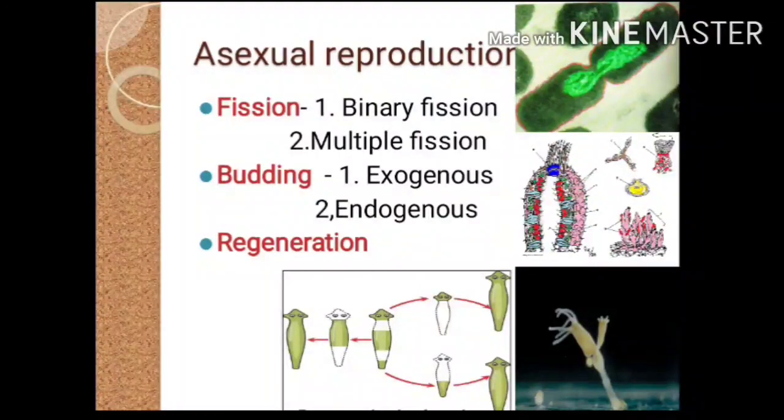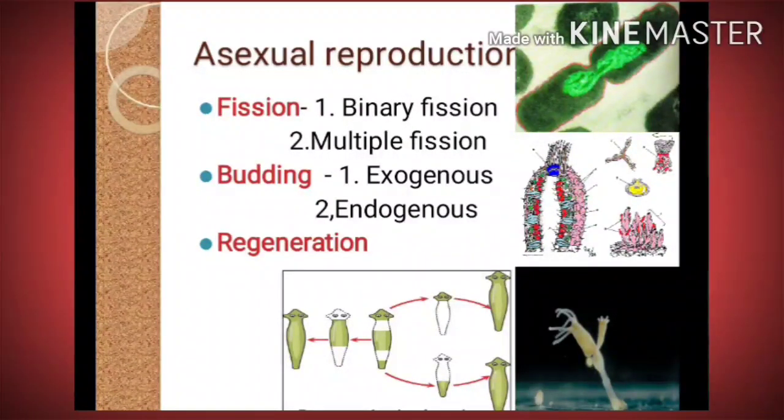Now these are the types of asexual reproduction. The first point is fission, second is gemmule formation, third is budding, and the last one is regeneration. Now we'll see these different types of asexual reproduction one by one. The first thing is fission.